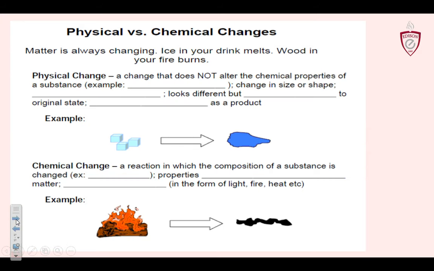Now, physical versus chemical changes. Matter's always changing. Ice melts, wood burns, etc. A physical change does not alter the properties of the substance. So like cutting paper or a phase change, it's not something different. A piece of paper is still a piece of paper, even though it's in smaller pieces. Change in size or shape, same material, but different form. It looks different, but it can go back to its original state. No energy is produced as a product.